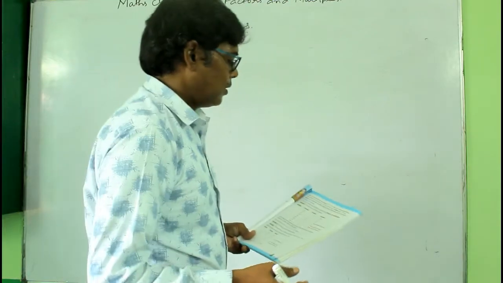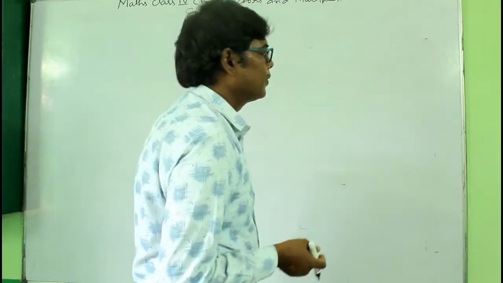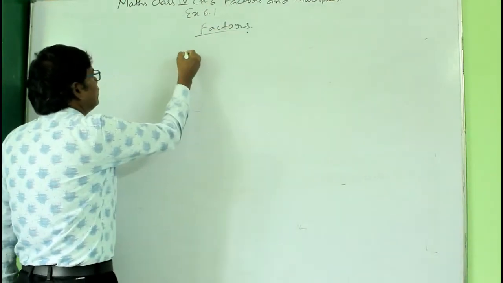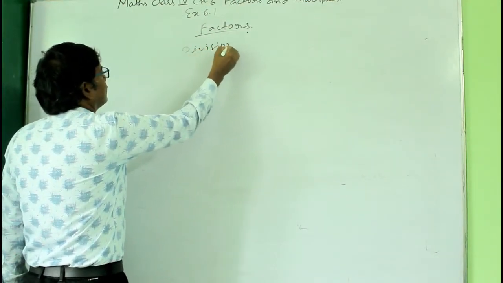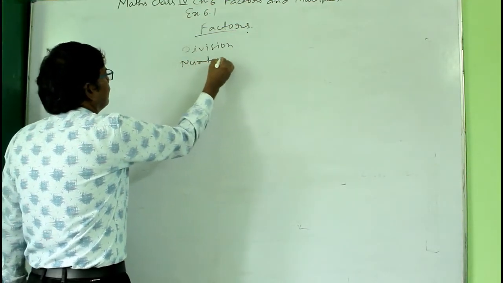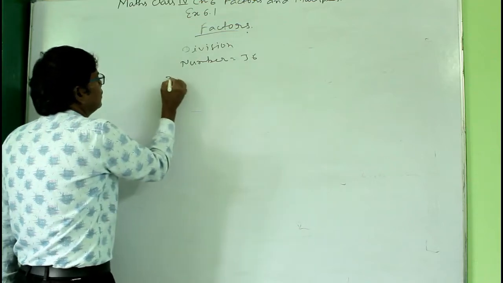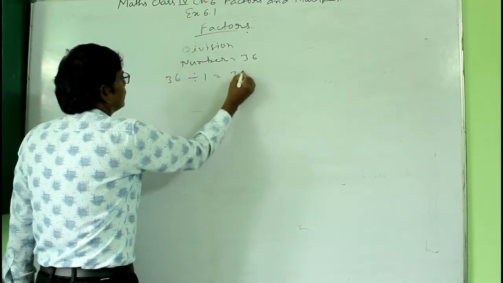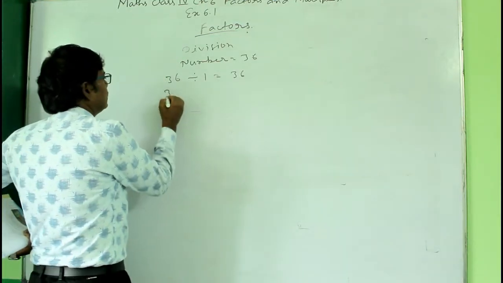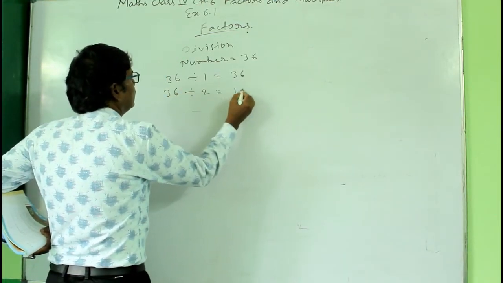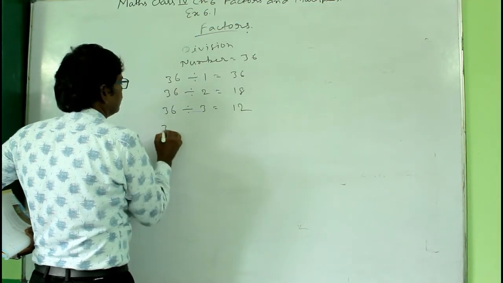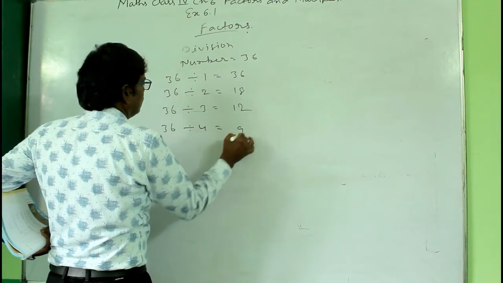For example, here there is a number 36, and you want to find the factors of 36. So how do you do it by the division process? Here you have the number 36. You can write 36 divided by 1 equal to 36. Then 36 divided by 2 equal to 18. 36 divided by 3 equal to 12. 36 divided by 4 equal to 9.